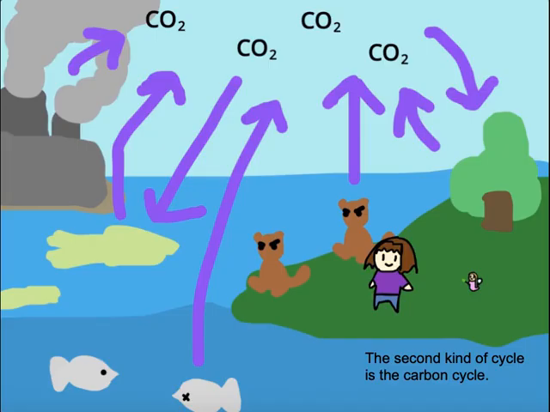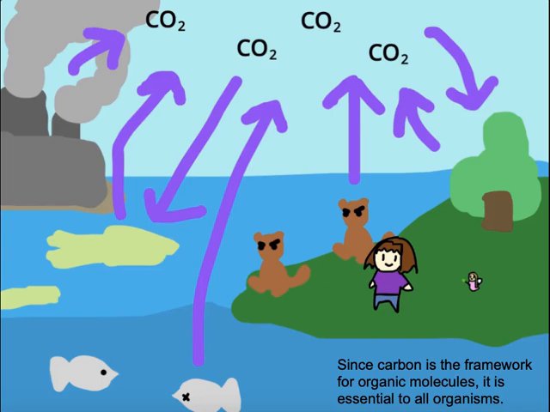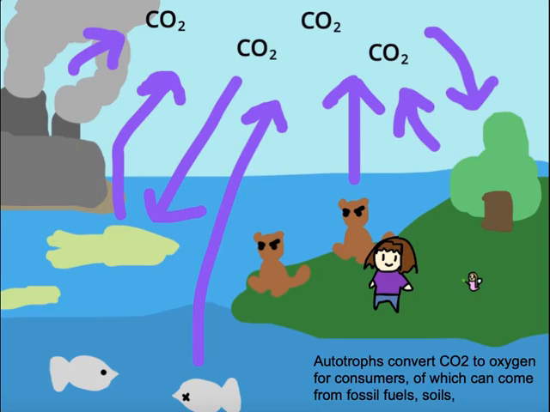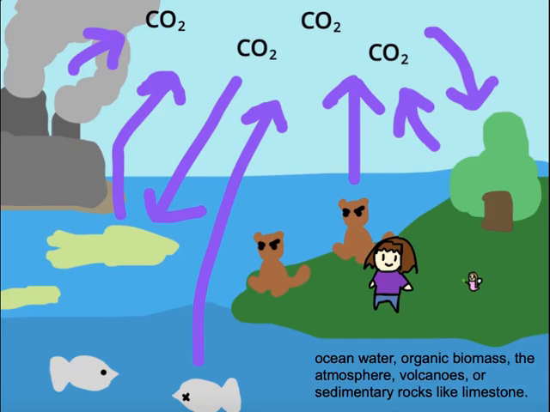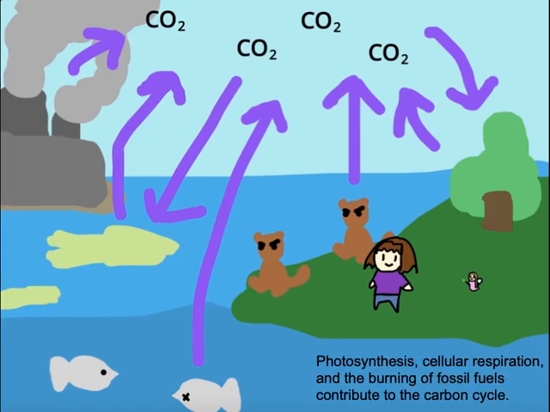The second kind of cycle is the carbon cycle. Since carbon is the framework for organic molecules, it is essential to all organisms. Autotrophs convert CO2 to oxygen for consumers, sources of carbon of which can come from fossil fuels, soils, ocean water, organic biomass, the atmosphere, volcanoes, or sedimentary rocks like limestone. Photosynthesis, cellular respiration, and the burning of fossil fuels contribute to the carbon cycle.